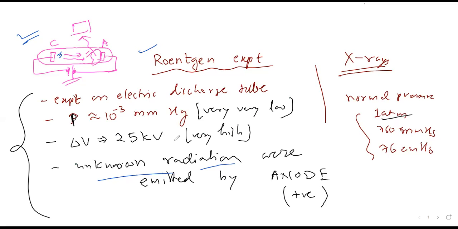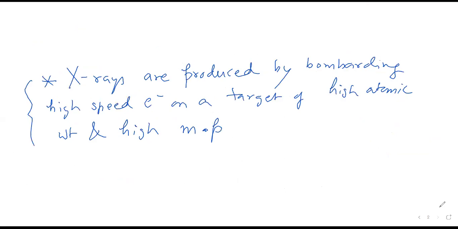But they died for a good reason. Nowadays also people are dying of cancer, right? Smoking and all these things. That's right. So now can you tell me what are the things required to produce X-rays?